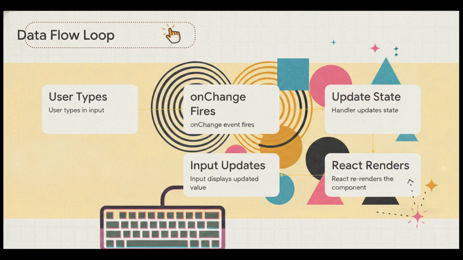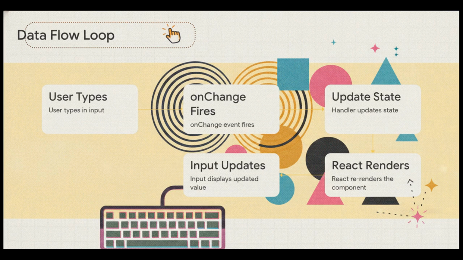Understanding how data flows in this controlled model is absolutely crucial. It's a continuous, strictly one-directional loop. The instant a user types a key, an on-change event fires, capturing that text. Our handler intercepts that event, reads the value, and updates the React state. React then triggers a re-render, and finally, the input displays that newly updated value pulled directly from state. This rapid back-and-forth flow guarantees your UI and your underlying data never, ever fall out of sync.